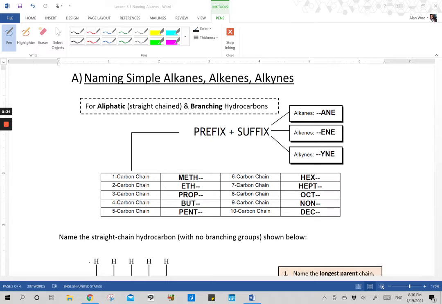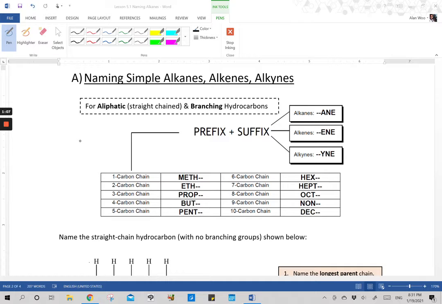These prefixes and suffixes can be used for both aliphatic hydrocarbons, which means hydrocarbons that appear as a straight chain, or branching hydrocarbons, okay? Hydrocarbons that basically branch off of a longer chain. So we'll distinguish the two throughout the next couple of videos, but for now, I want to look at how we actually use these prefixes and suffixes to name hydrocarbons.